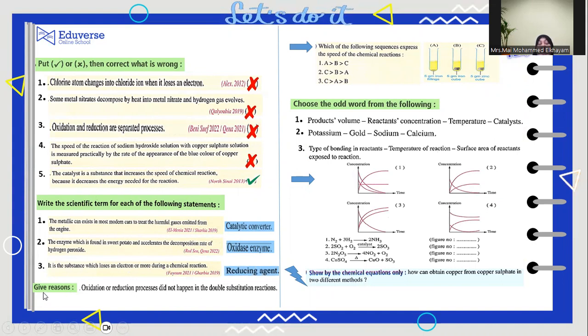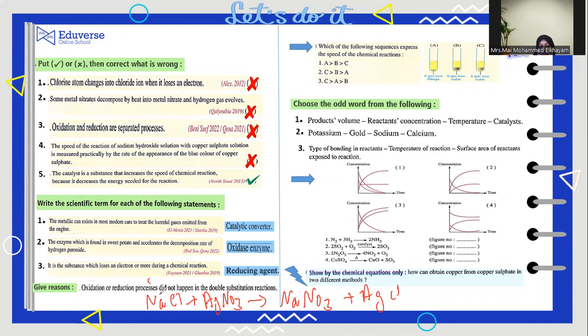This is a very important and different example or question. Give reason: oxidation or reduction processes didn't happen in the double substitution reaction. Okay, we all know that oxidation and reduction deal with losing and gaining electrons. What about double substitution reactions? Like the reaction between, as we all know, let's write it, sodium chloride plus silver nitrate. It will give us sodium nitrate plus silver chloride.